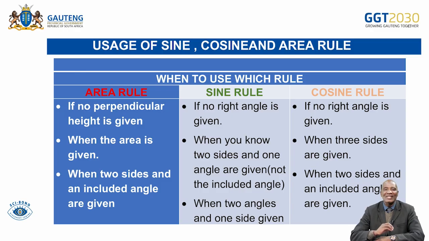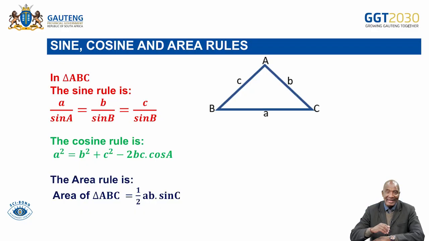As you work through questions, you must always observe. First things first, these three always work in a non-right angled triangle. In other words, for those right angled triangles, there are some specific approaches that one can use. You can think of Pythagoras theorem. You can think of the trigonometrical ratios when there is a 90-degree angle.